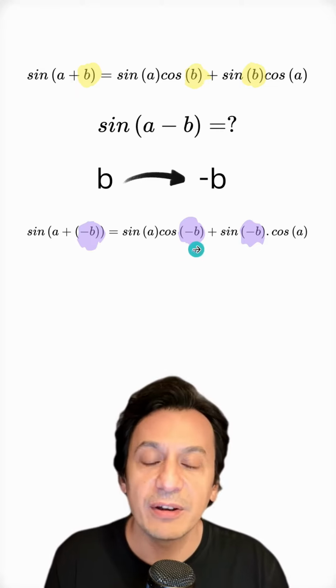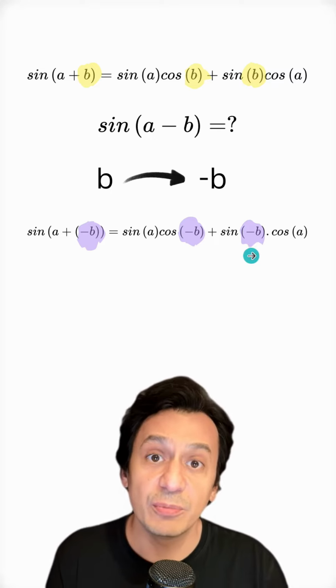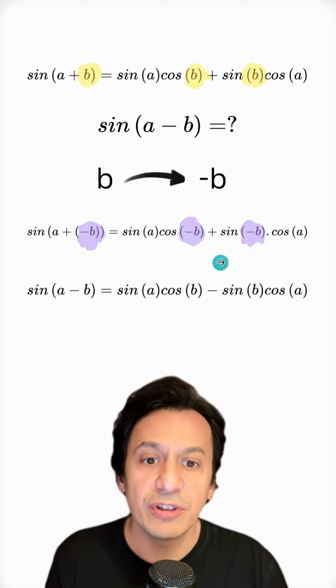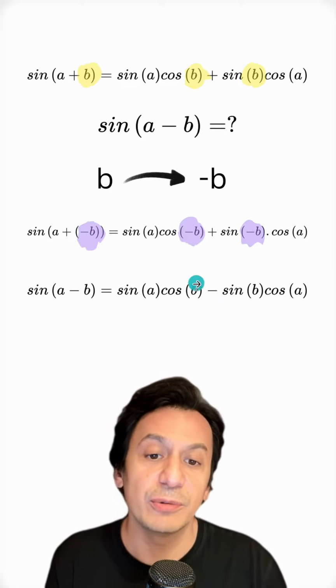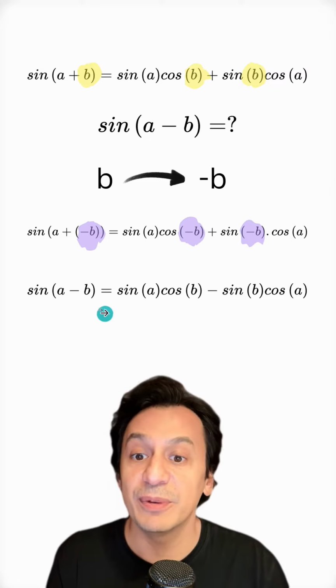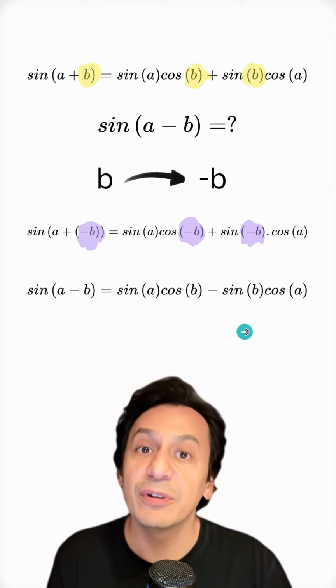That is, cosine of minus b will already be equal to cosine b, and sine of minus b will be equal to minus sine b. When we use this, we'll see that the plus sign here becomes a minus. We can also write cosine b instead of cosine of minus b. Here, we've already obtained sine of a minus b. Here you have the sine difference formula.